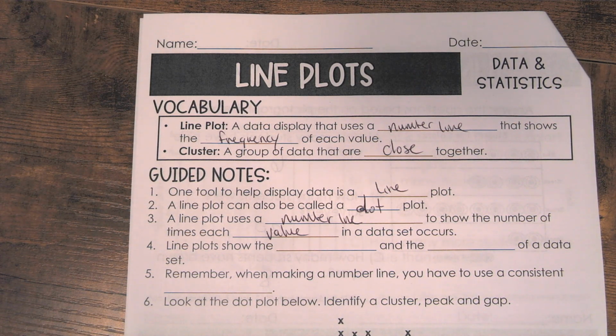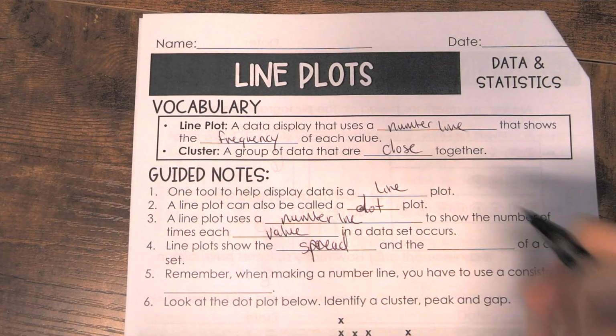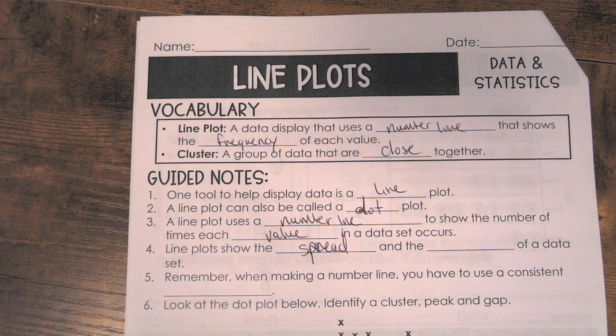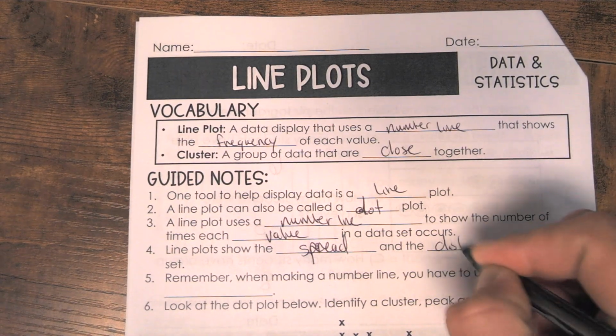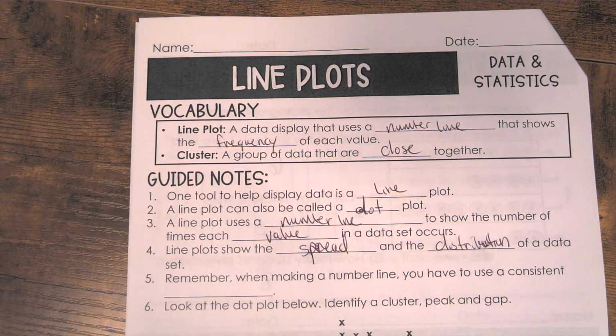So line plots show the spread, how many numbers are in the data, and then the distribution, how many times they show up. Spread is talking about the wide range of numbers. Does it range from 0 to 5, 0 to 10? That's the spread. Distribution means how many times do those numbers show up? What's the frequency? What's the repeating number?